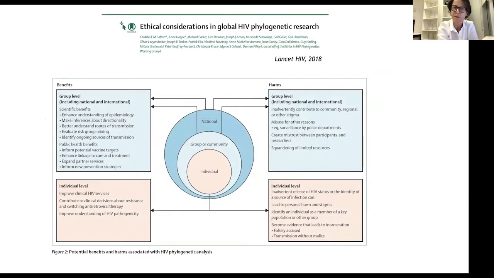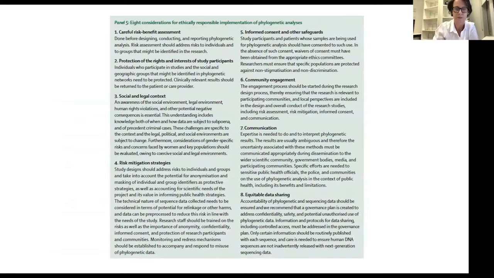So there have been a lot of publications and discussions around some of the specific benefits and harms associated with HIV phylogenetic analysis. I would say this paper here really provides an excellent framework for considering the use of HIV sequence data. It's a very balanced paper, and a large working group brought this together.